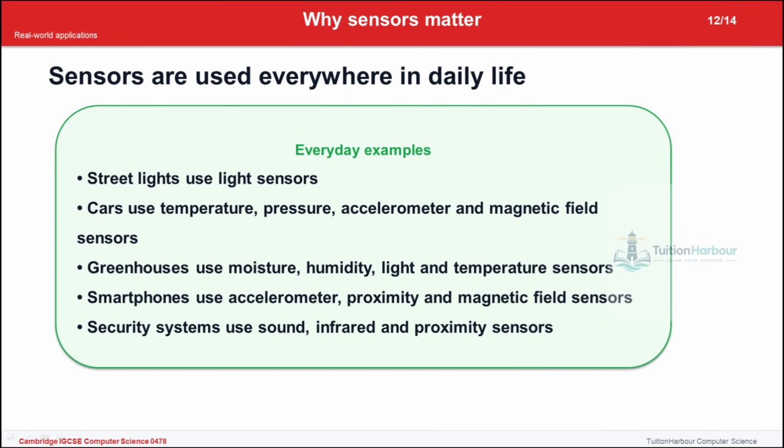Why sensors matter? Sensors are used in street lights, cars, greenhouses, smartphones, factories, medical equipment, and security systems. Each application uses a sensor suited to the physical property being measured.